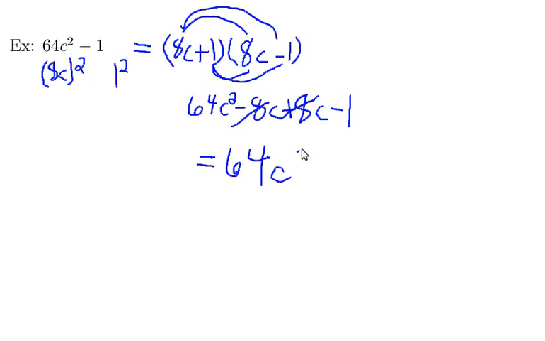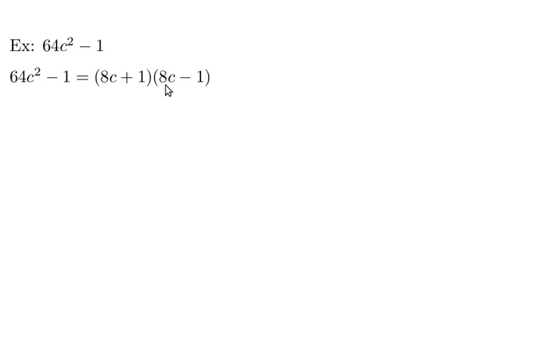So 64c squared minus 1. That's the original problem we were given, so that means we probably got it right. So this is going to be our final answer. I'll write that down more formally. We have 64c squared minus 1 equals 8c plus 1 times 8c minus 1.